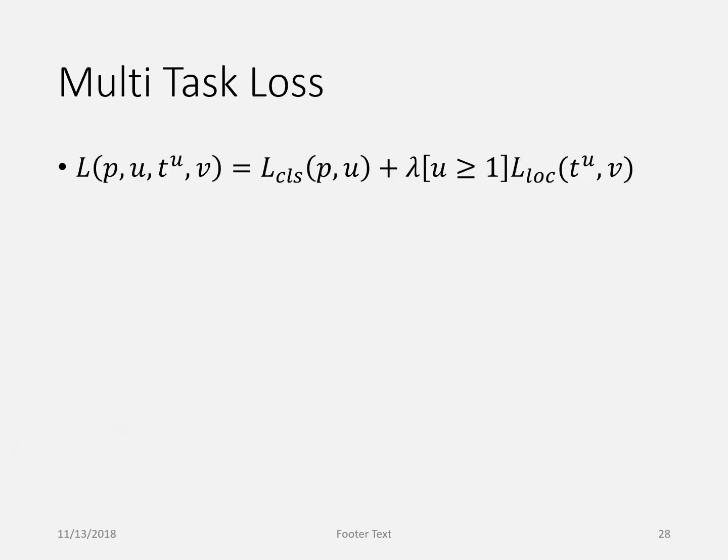Now let's take a look at multitask loss. This is the main reason for the streamlining of the Fast RCNN architecture. As we have seen before, we have the fully connected layers.